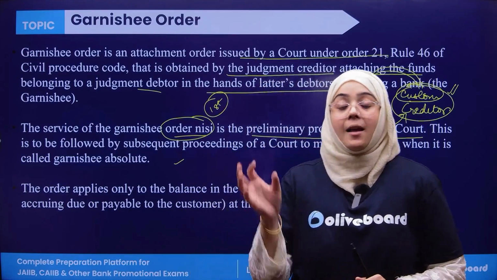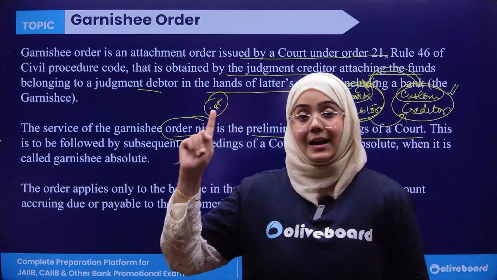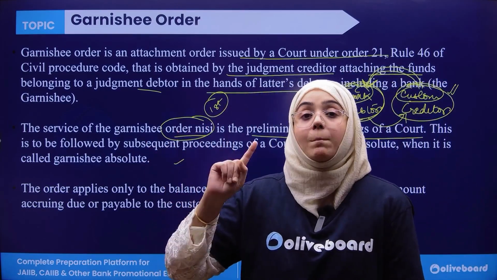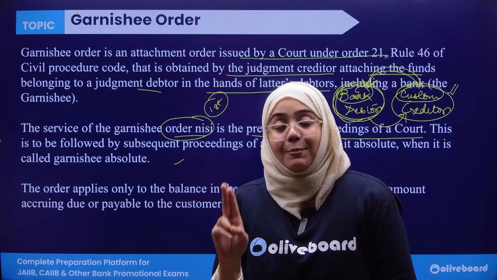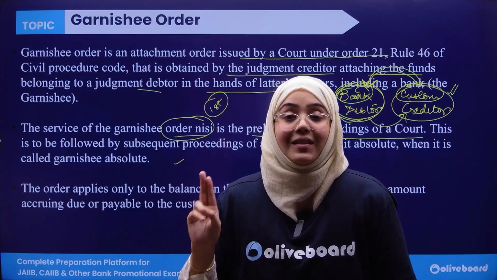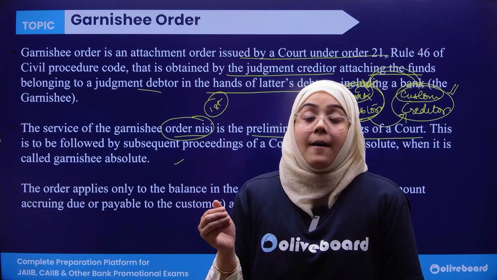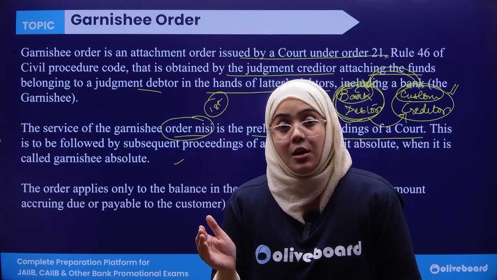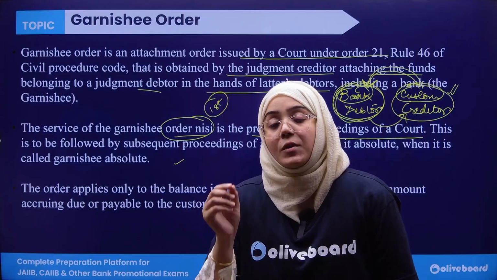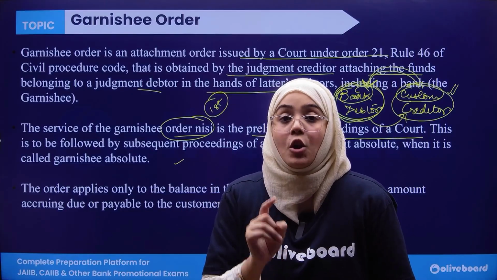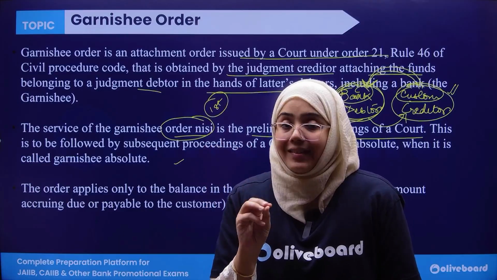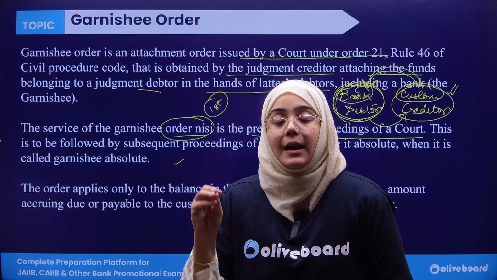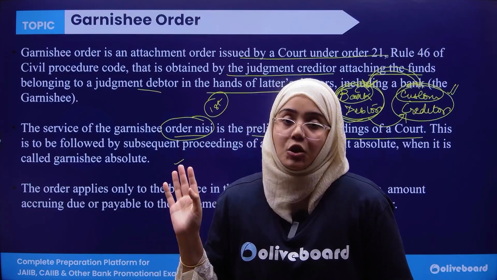Okay, so simple, the relation should be of debtor and creditor. Debtor should be the bank and creditor should be the customer. Second, it is passed in favor of the judgment creditor, meaning the customer, ordering the judgment debtor to repay back all the amount which is due on their side to the creditor. The first step is the passing of the order nisi, then it is followed by the absolute garnishee.